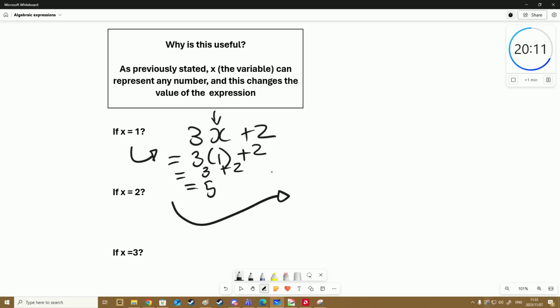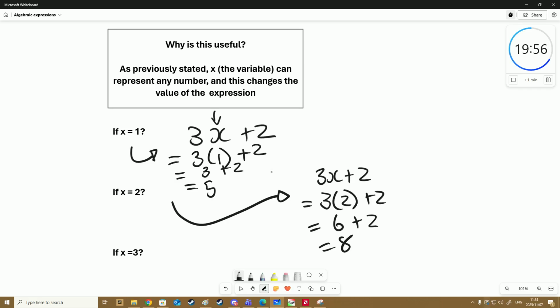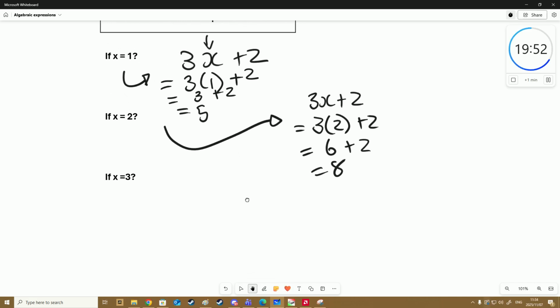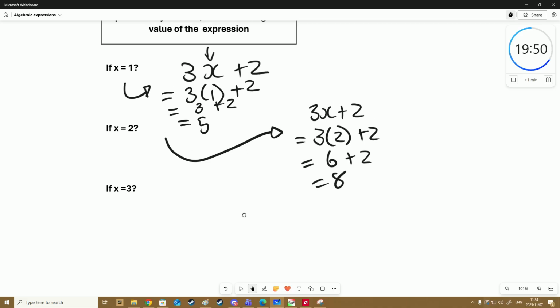Let's see what happens when x is equal to 2. So we write our expression over, and now we substitute 2 into where the x is standing. 3 times 2 this time is equal to 6, plus 2 is equal to 8. So now we know that if x is equal to 2, then our expression is equal to 8.